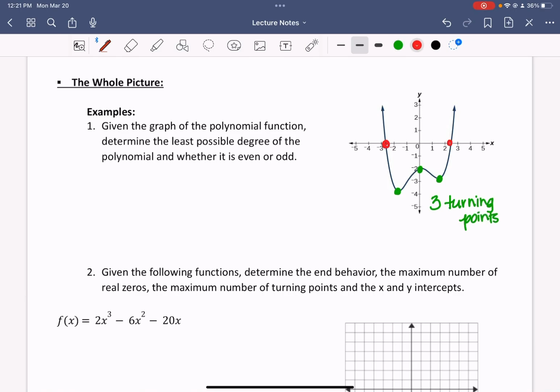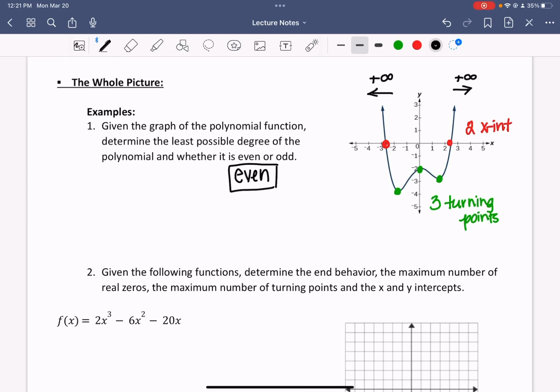X-intercepts, we have 1, 2. So we have 2 x-intercepts. Let's see. We can also note that as we go in this direction off to positive infinity, it's going upward. As we go in this direction, as we go to negative infinity, it's going upward to positive. As we're going to the right to positive infinity, it's also going upward. So the fact that they're both going upward, I can tell you that this is going to be an even function.